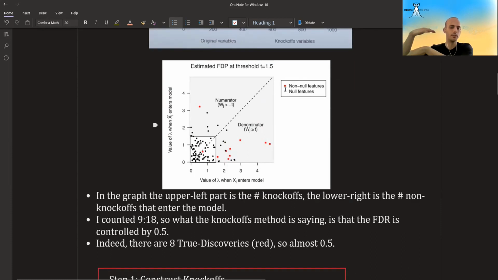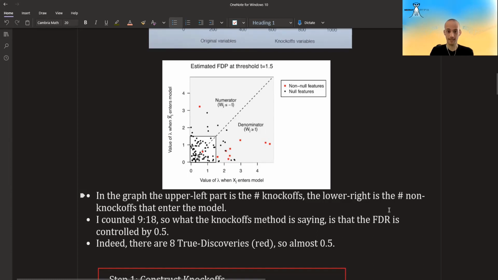The red and the black is the true thing, but we don't know the truth. So if we ignore the truth for a second, then I counted here and say that the threshold is 1.5. So everything here we throw away, and we are just left with these hypotheses, or these betas. And I counted 9 points here and 18 points here. So what the knockoff method will tell you is that the FDR is controlled by 9 divided by 18, which is 0.5. And now if we actually put the colors back and count, there are actually 8 true discoveries here and 10 false discoveries here, the black dots. So it's almost 0.5, you see.